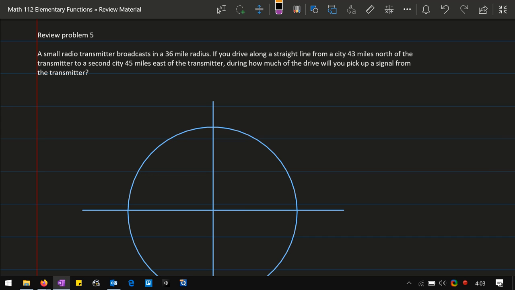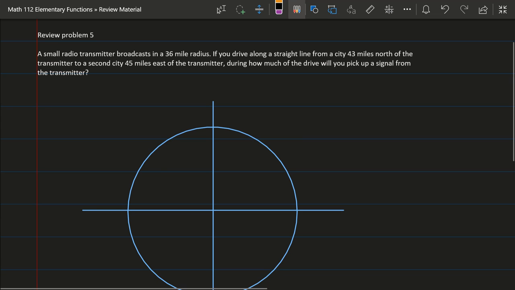In this problem, that'll be a very wise thing to do, because we drive along a straight line from a city 43 miles north to a second city 45 miles east. So the two cities, one of them's a little further north than 36 miles. So let's say the north city's right there, and that'll be 45. And that should be a 43. And there's another point outside the radio transmitting zone right here that'll be 45.